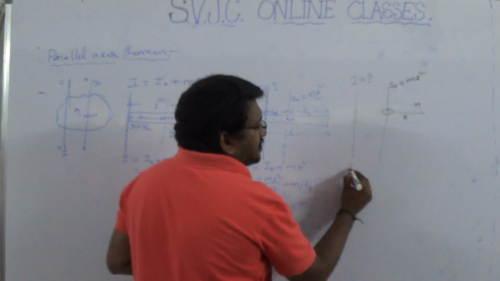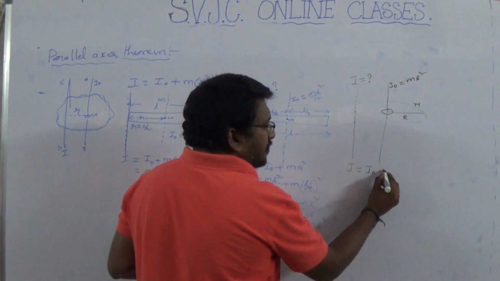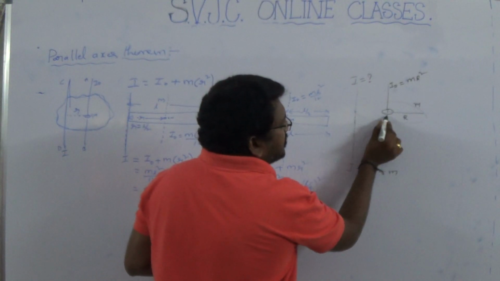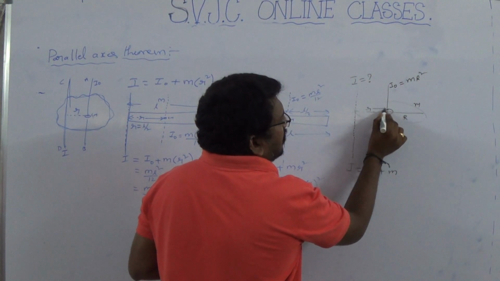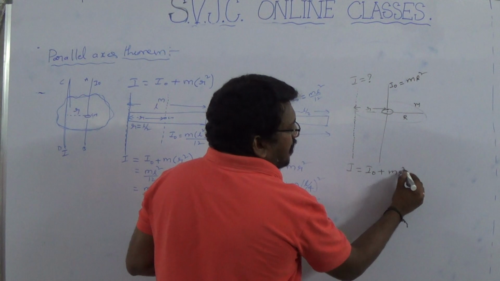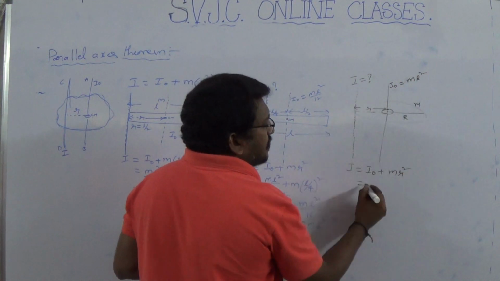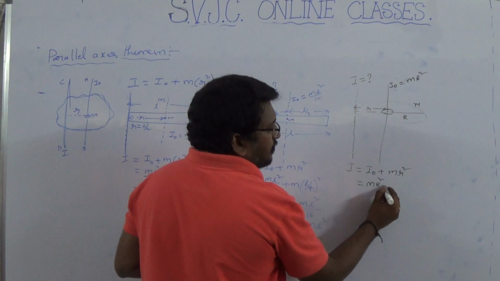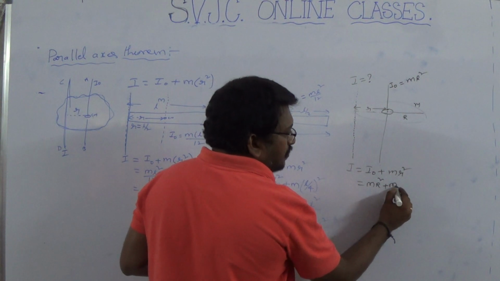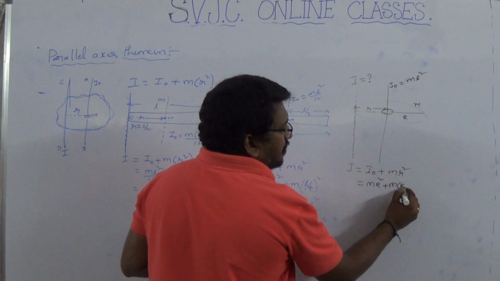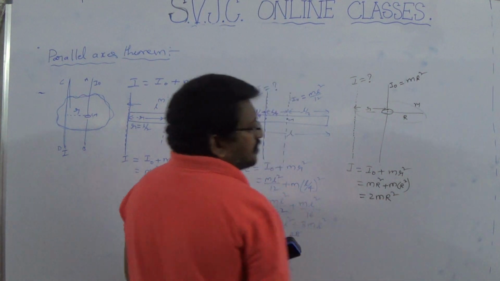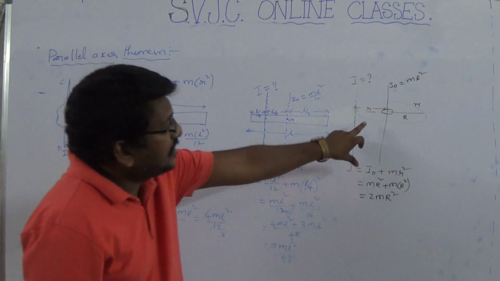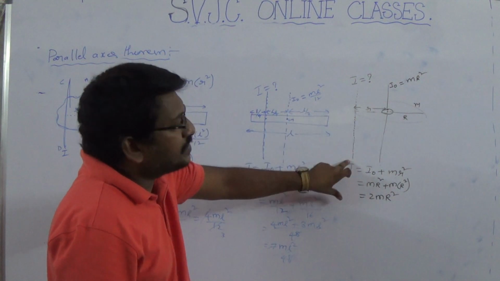Basic formula of the parallel axis theorem: I equal to I naught plus m into the distance between the two parallel axes. If the two parallel axes are at distance small r, so m r square. Here I naught means m r square, plus m into r square. That equals 2 m r square. That is the moment of inertia of this ring with respect to this axis.